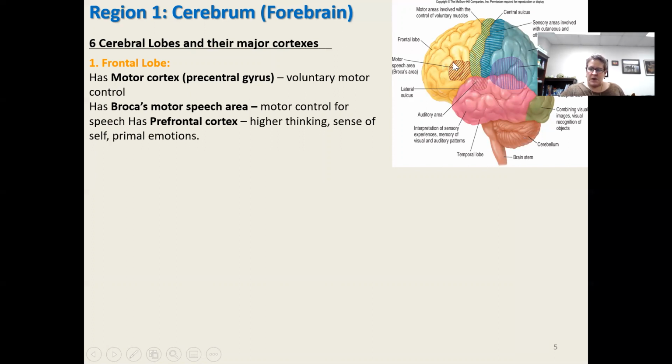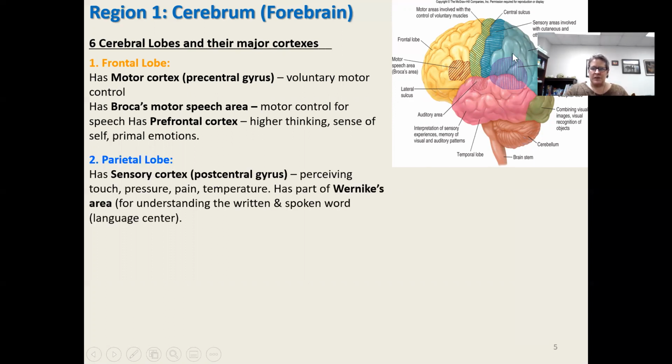Now, the red hash mark area is the Broca's motor speech area. What most anatomy textbooks won't show you is just below that Broca's area, kind of in this area right here, is the prefrontal cortex. This is a very complex area. Your sense of self, you knowing you're different from some other person, your personality, your primal emotions, all sorts of things, higher order thinking is really located in this prefrontal cortex. And we'll talk more about that later.